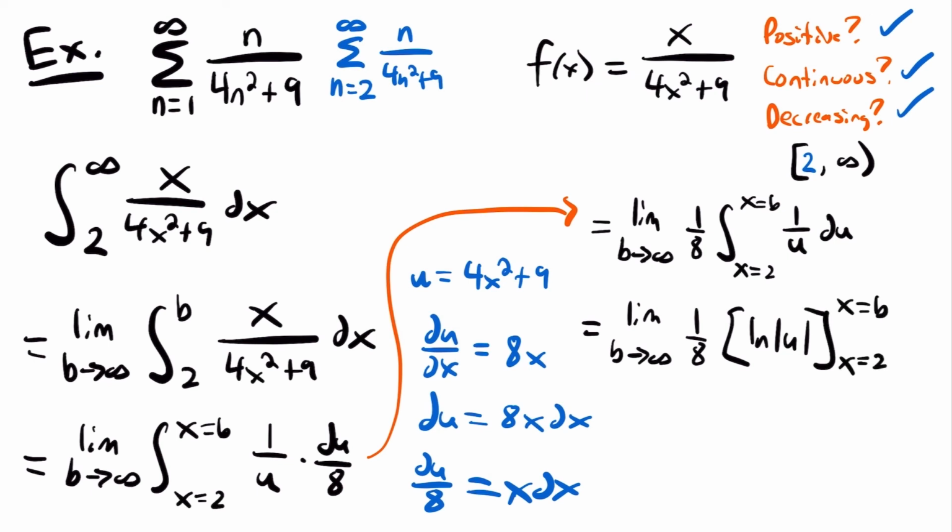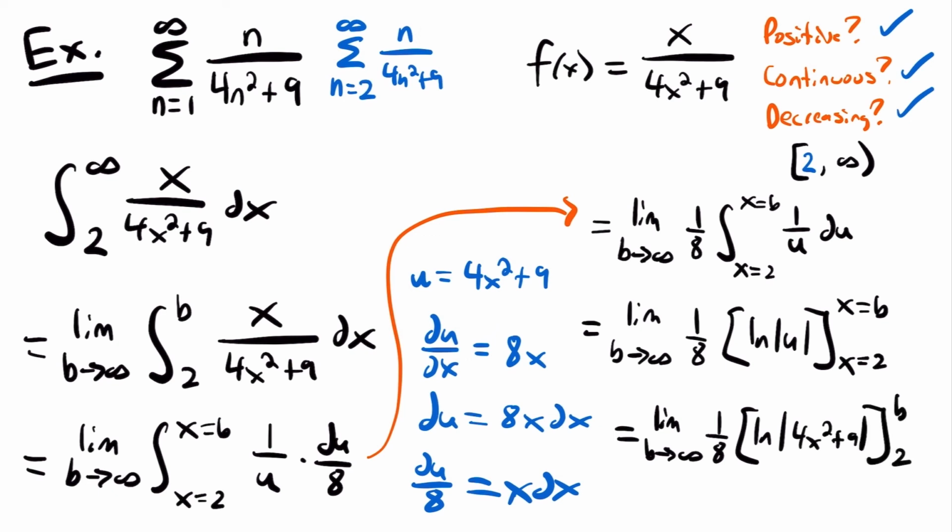All right, now if we replace u with what we set it equal to, which is 4x squared plus 9, then we will be back in terms of x. And so this will be equal to the limit as b approaches infinity of 1/8 times the natural log of the absolute value of 4x squared plus 9 evaluated from 2 to b.